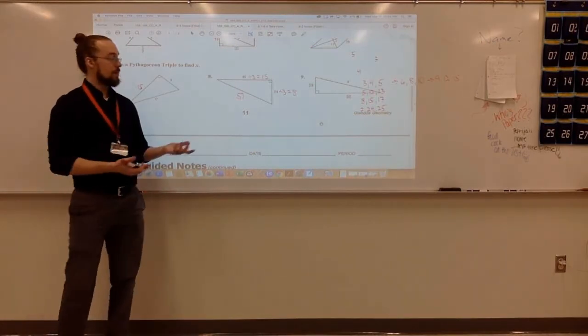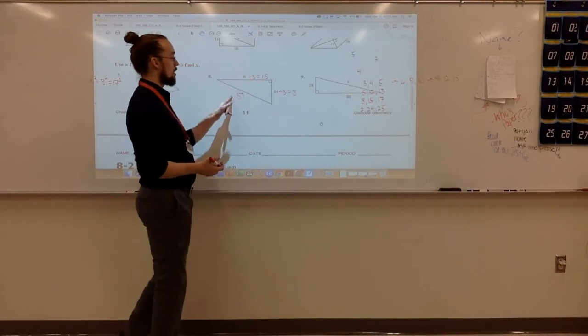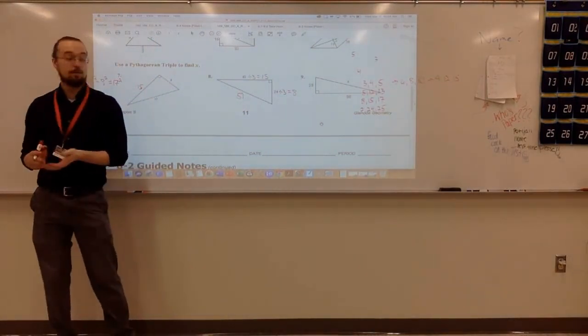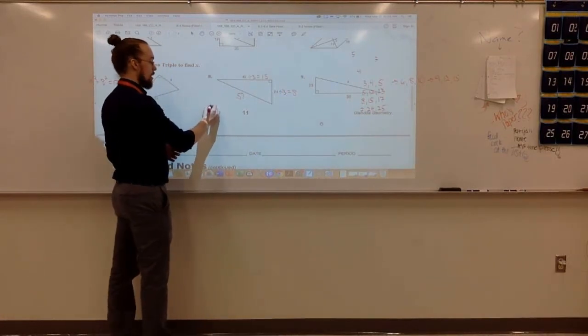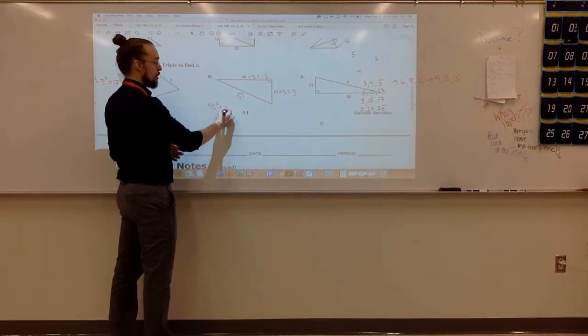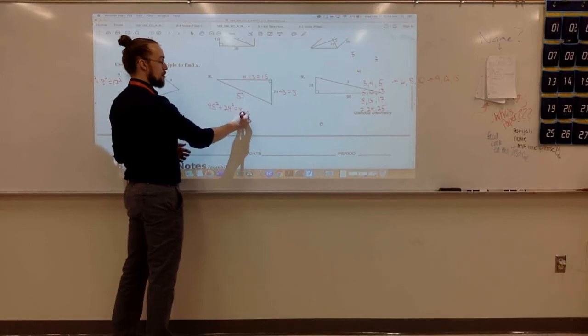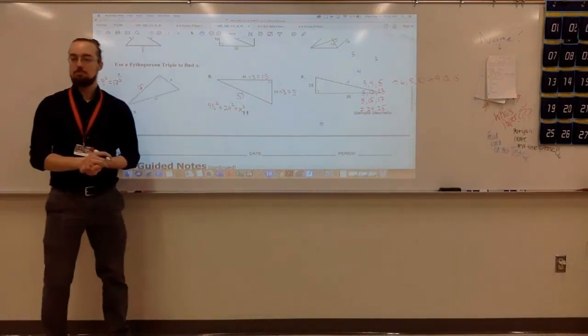But again, if you don't recognize that, you can just use the Pythagorean theorem. Right? So instead of using a Pythagorean triple, we could have set this up as 45 squared plus 24 squared equals x squared. Okay?